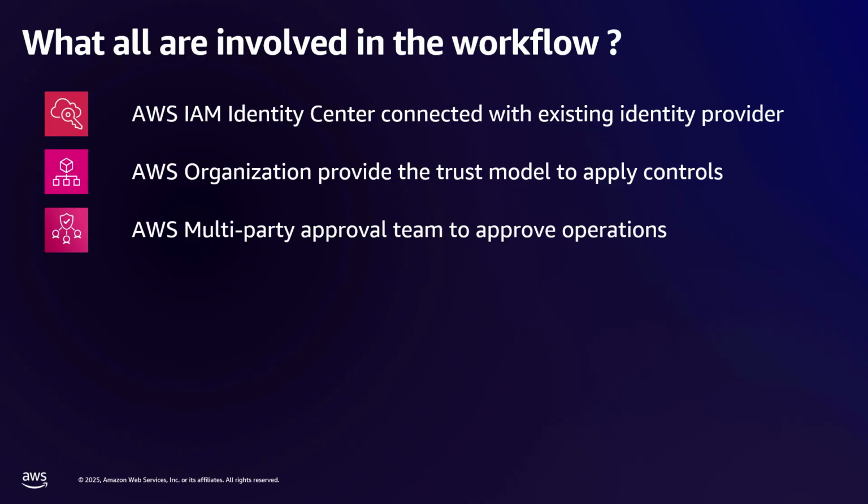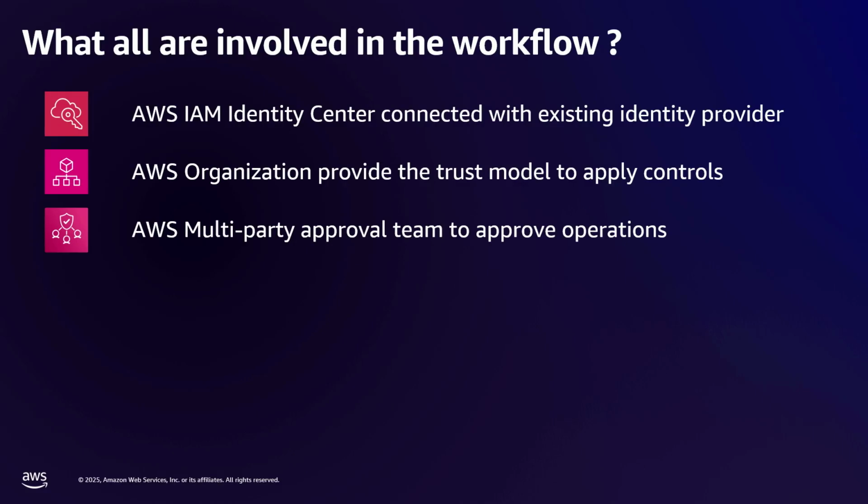Then you also have a newer construct called the multi-party approval team, which has to be created in the AWS Organizations console, wherein certain privileged users from your organization are made part of this multi-party approval team. And the multi-party approval team also has a construct called a quorum. Quorum is the minimum number of users out of your multi-party approval team that has to approve a certain operation.